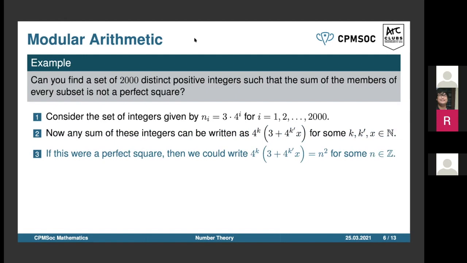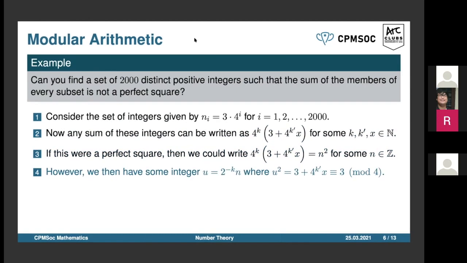And if we assume it was a perfect square, so this is a little bit more formal than what I was just saying, then we could write it as n squared for some integer n, right? However, if we were to do that, then we could take u as n and then just divide through by 2 to the minus k, so that when we square it, we end up with 4 to the k times 3 plus 4 to the k prime x, divide that by 4 to the k, and you end up just getting the 3 plus part, right?